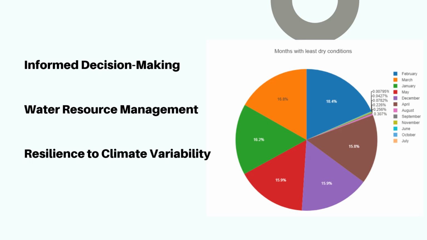The relevance of the second data visualization is that it enhances the farmers' resilience to climate variability. For example, by understanding the monthly distribution of dryness, farmers can implement strategies like using drought resistant crops or scheduling less water intensive activities during dry months, which enhances their ability to adapt to changing climate conditions.